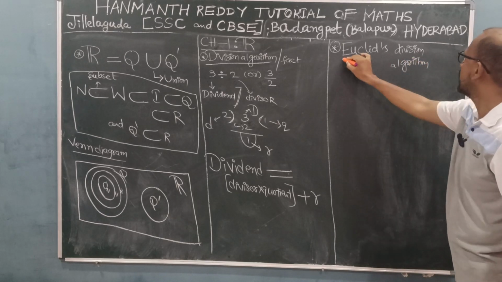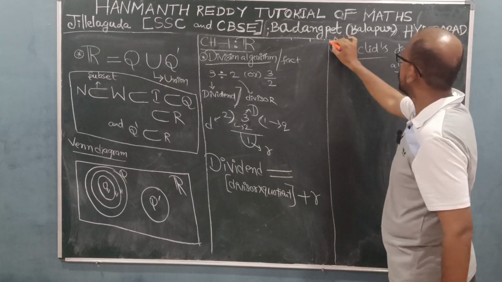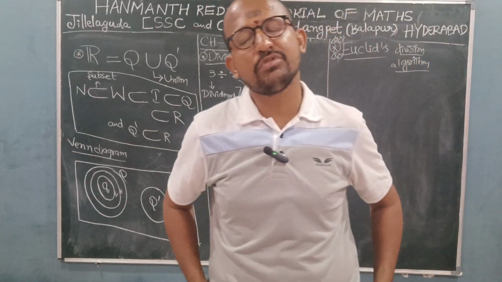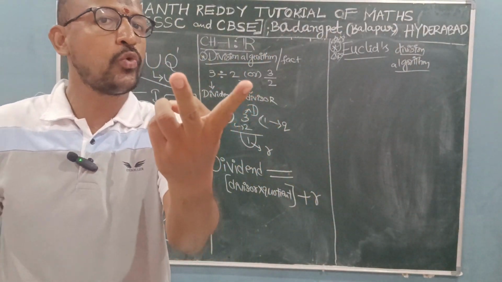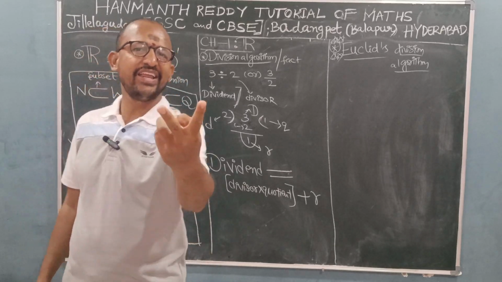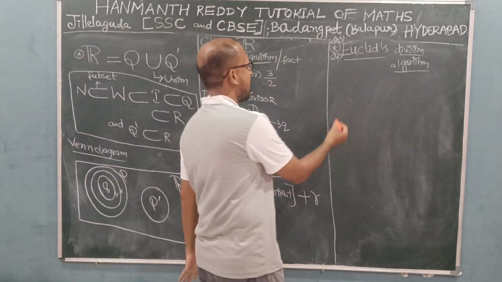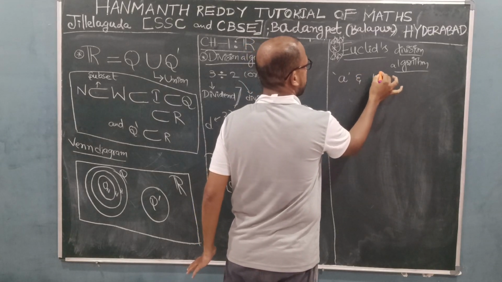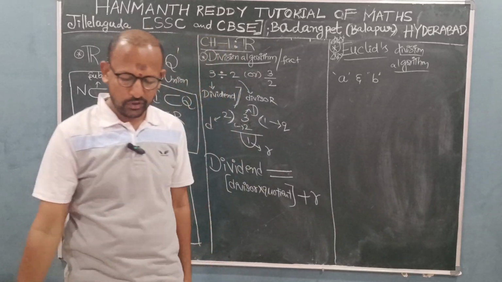Euclid's division algorithm. Very important concept. Euclid's division algorithm is applicable only for any two positive integers. Let us take them as A and B. I will explain examples later.